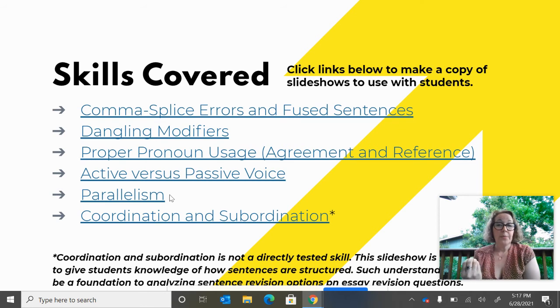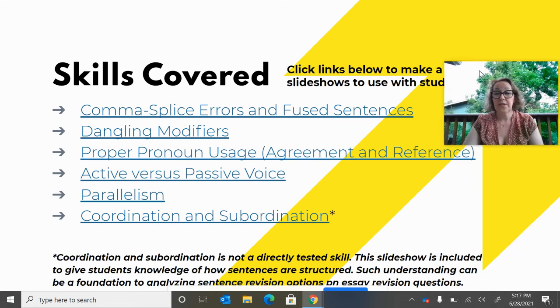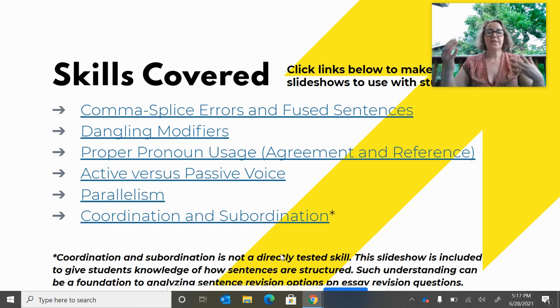But if you are in a time crunch, if you're looking at doing a much shorter intervention and having much less time with the students, these are the top 3 that I would do. Coordination and subordination, I have a little note down here that deals with this. This is not a directly tested skill. They're not going to say coordinate these ideas, subordinate these ideas.